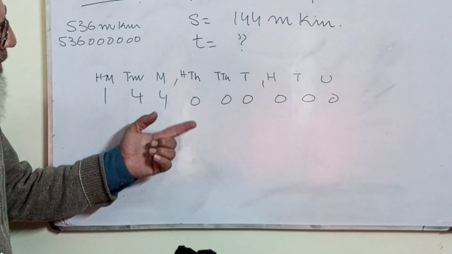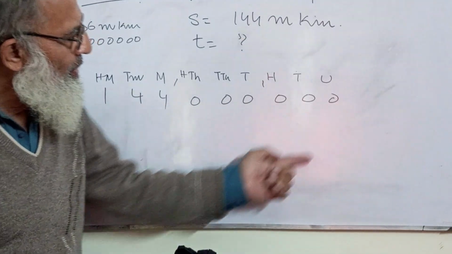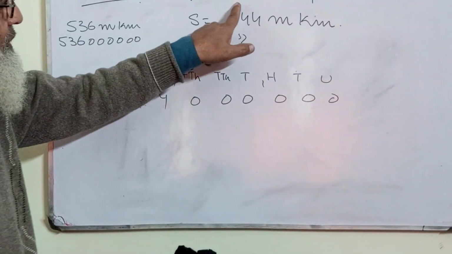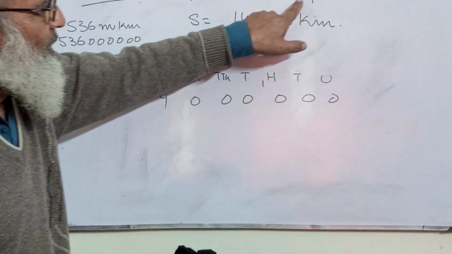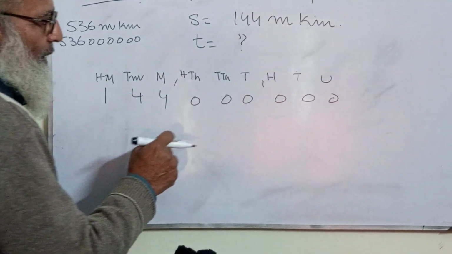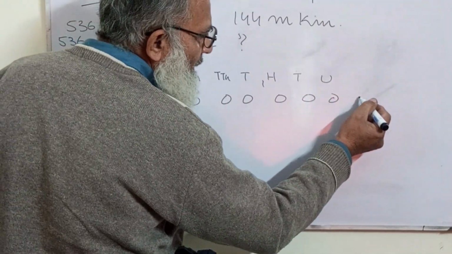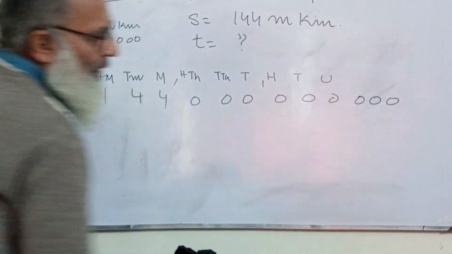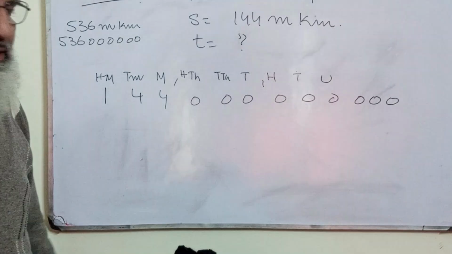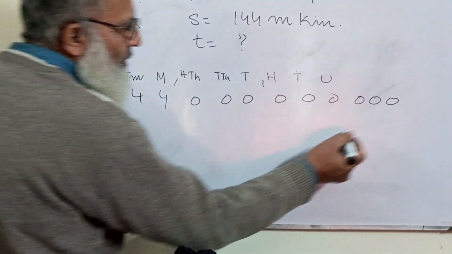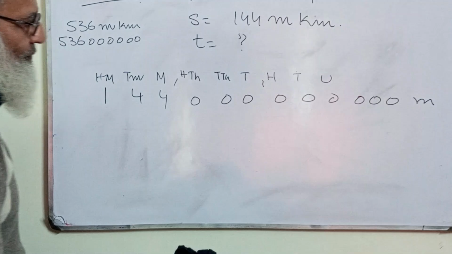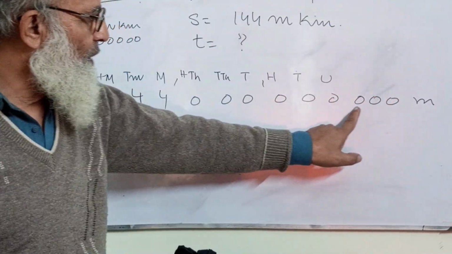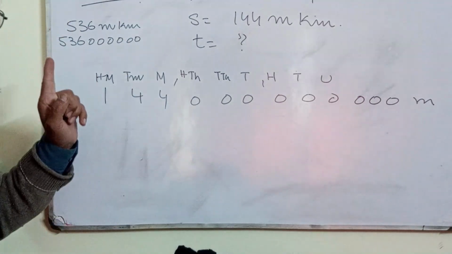Now we have to change this into meters because we are given the speed of light in meters per second. So what will we do? We'll just multiply it by 1000. For 1000, the figure will become even larger. This is in meters now. See how many zeros there are: 1, 2, 3, 4, 5, 6, 7, 8, 9 zeros.